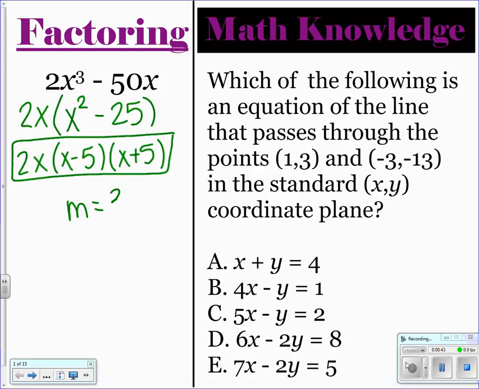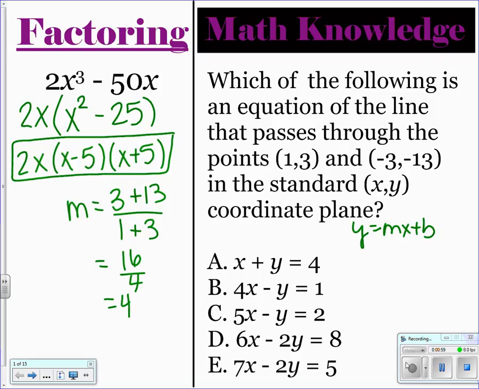So I'm going to do my slope, 3 minus negative 13 over 1 minus negative 3. 13 plus 3 is 16 over 4. So my slope is going to be 4. And then I'm going to have y equals mx plus b. My y is 3, my slope is 4, my x is 1. So that means that my b value is negative 1. So I can say y equals 4x minus 1.